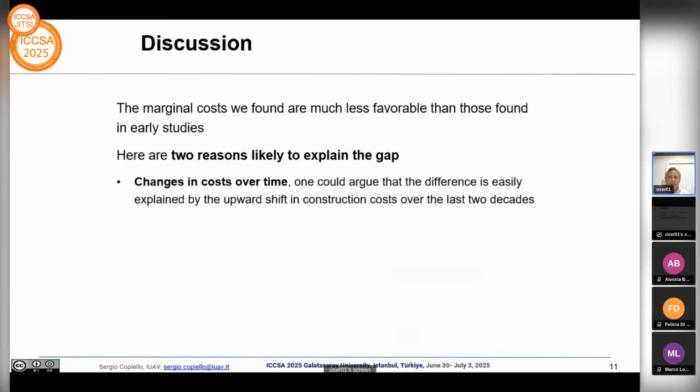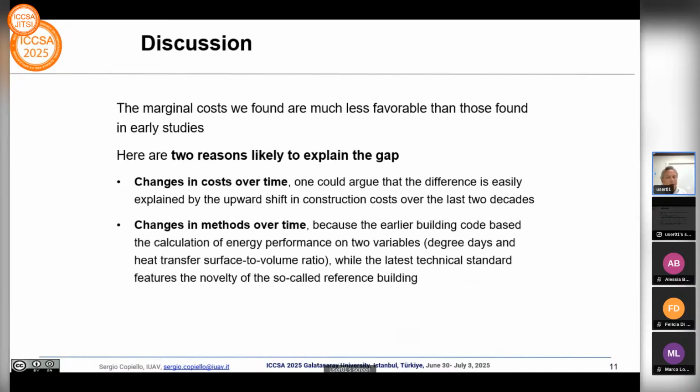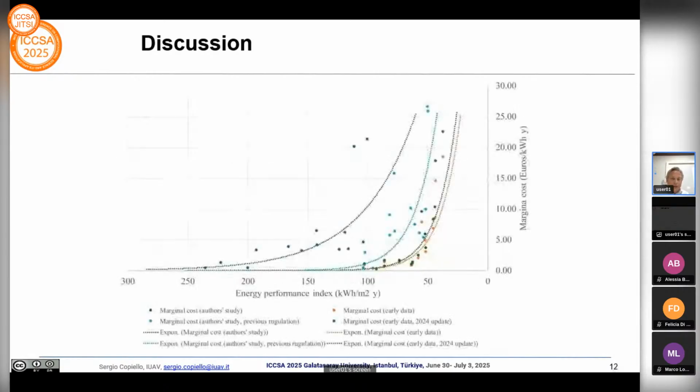But a bit of a spoiler, we also need to come out with an additional explanation, because this is not the main reason. The main reason, it turns out, is that not only costs change over time, but also methods change over time. And in particular, there has been a considerable shift in the method used in order to identify building performance. Here you see the effects.